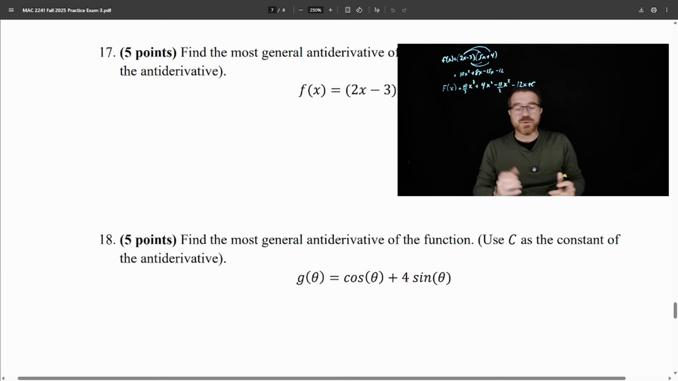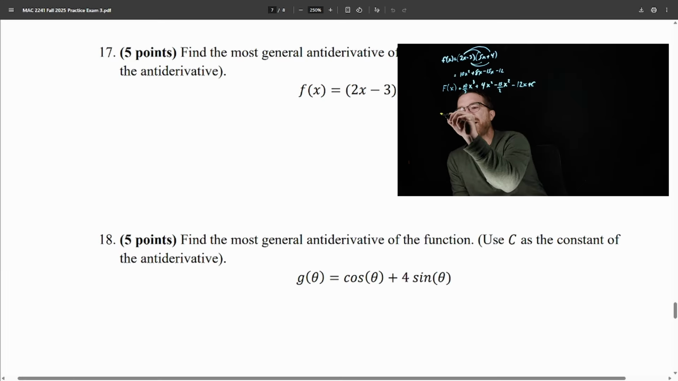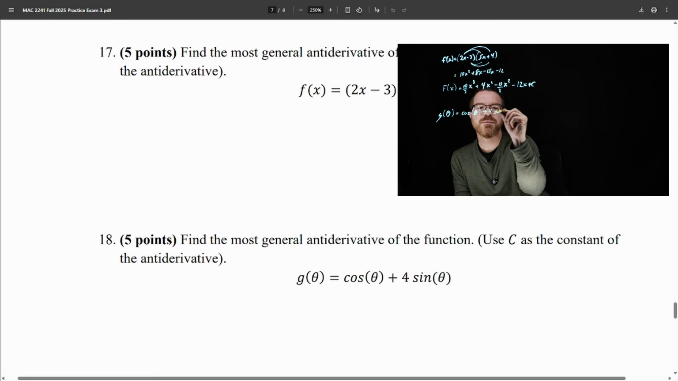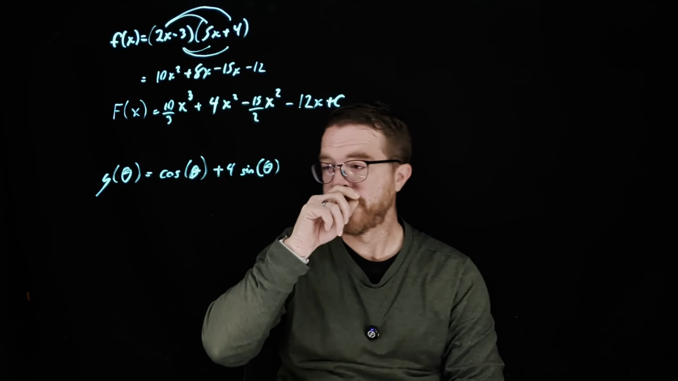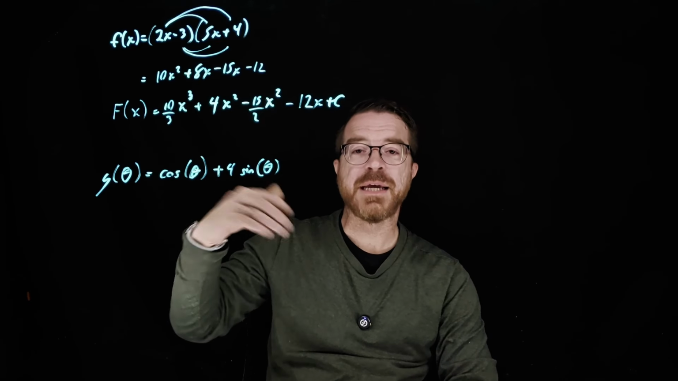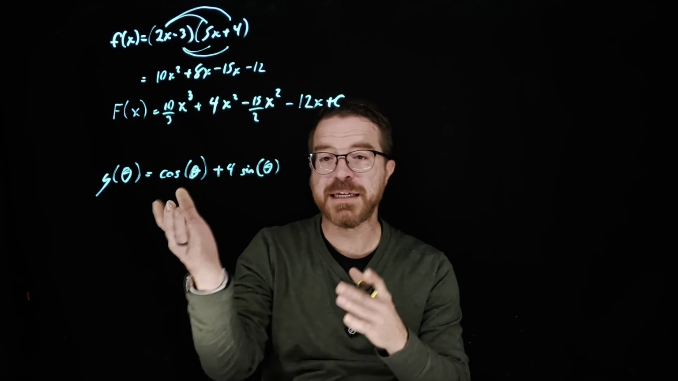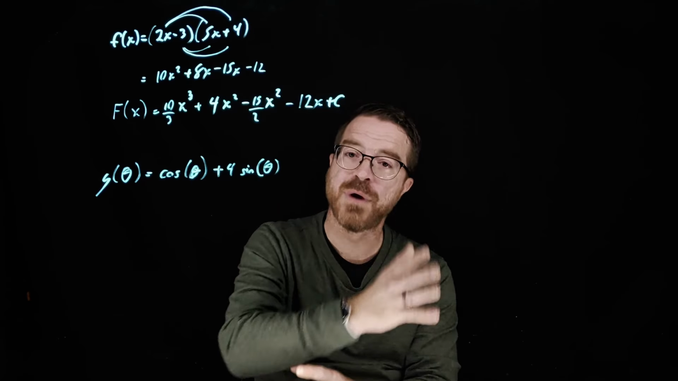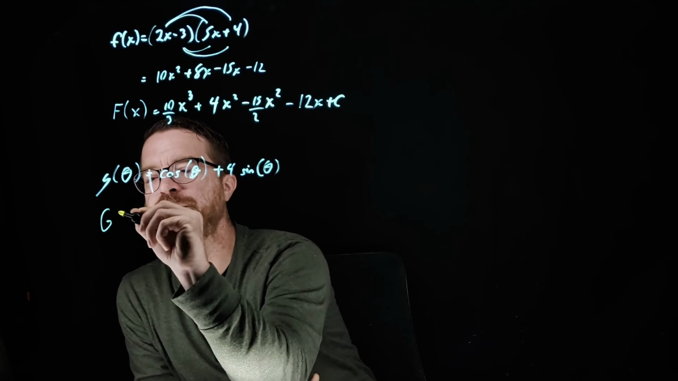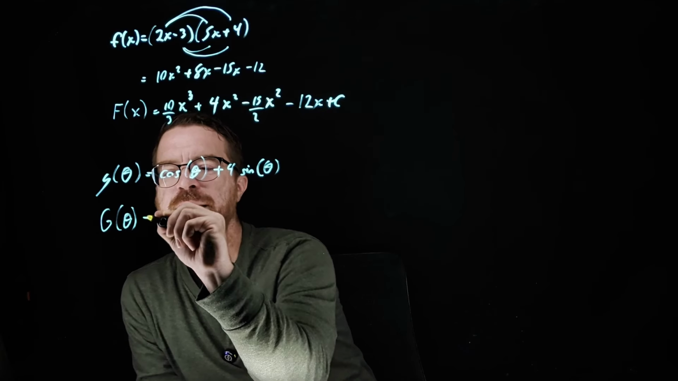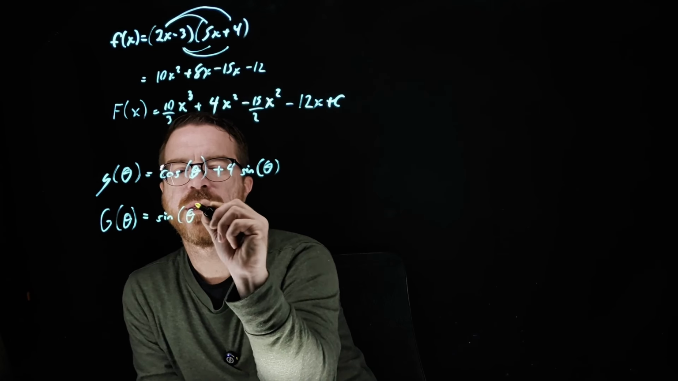For 18, again, we're doing the same thing. We have g of theta equals 2 cosine of theta plus 4 sine of theta. Okay, so first things first, we're going to do the derivative of the first term plus the derivative of the second term, just like we did previously. So what would give us cosine if we took the derivative? This would be sine, right? Because the derivative of sine is equal to cosine, meaning the antiderivative of cosine is equal to positive sine. So I'm going to call this capital G of theta for my antiderivative. This is going to be sine of theta.